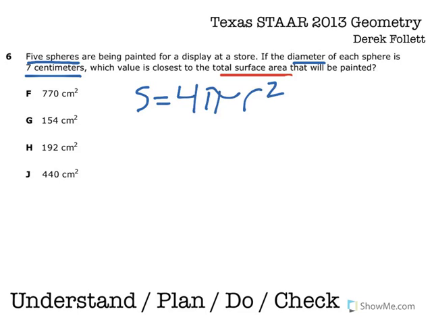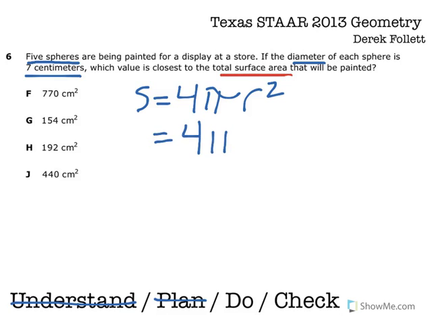So I'm going to take that formula. I'm going to plug in the radius, which I can get from my diameter of 7. And then I'm going to have to multiply that by 5, because I've got 5 spheres. So that's my plan. I think I understand the problem pretty well. I know that there's 5 spheres. I know that I need to use surface area. So let's go ahead and do it.